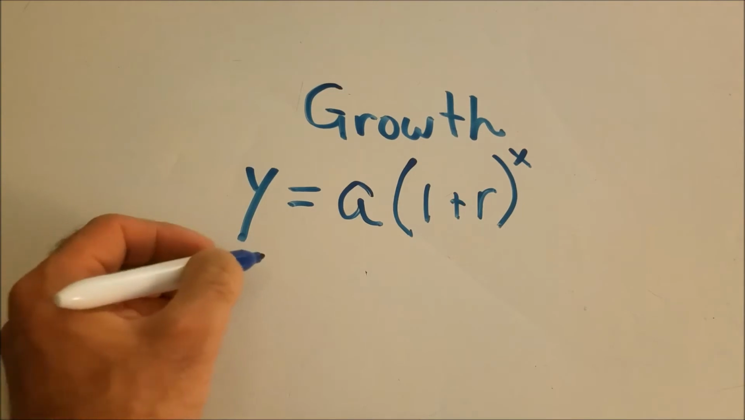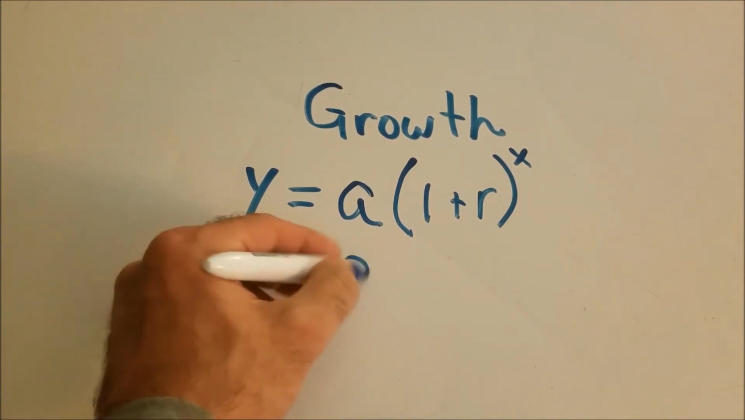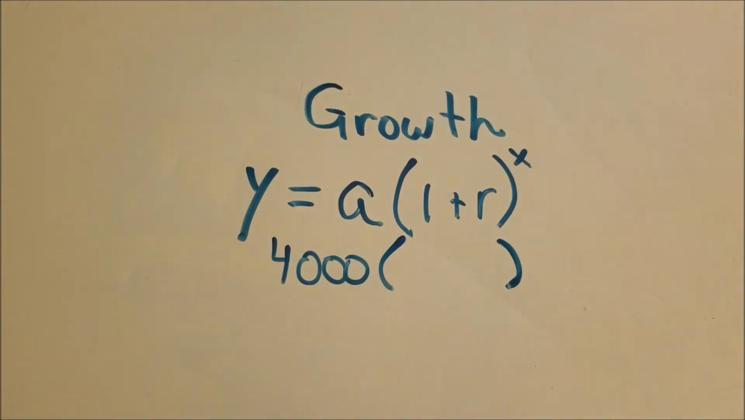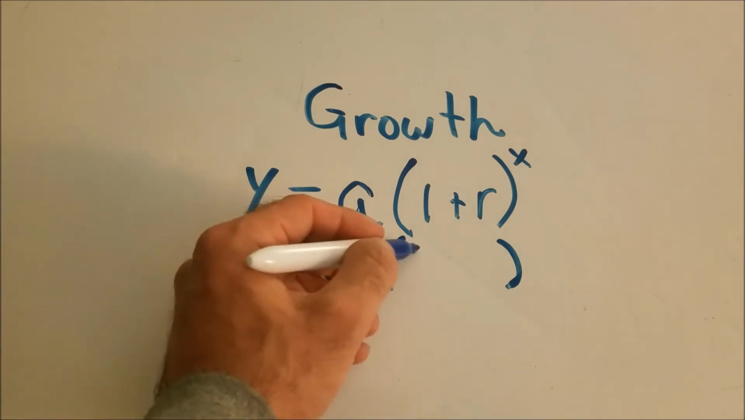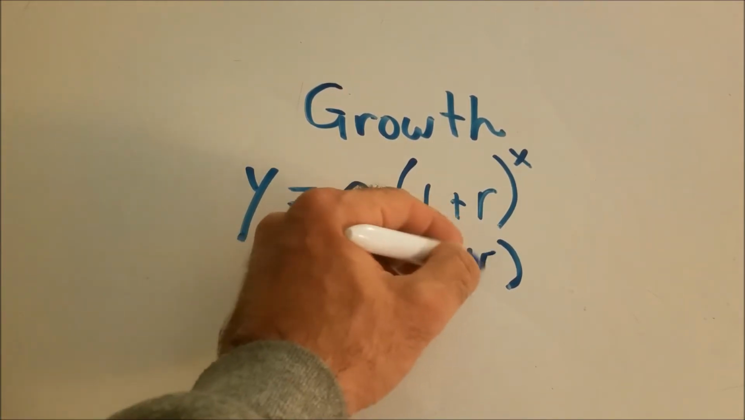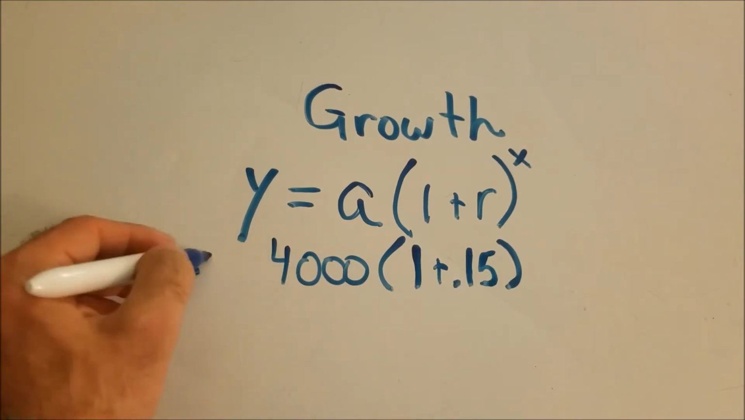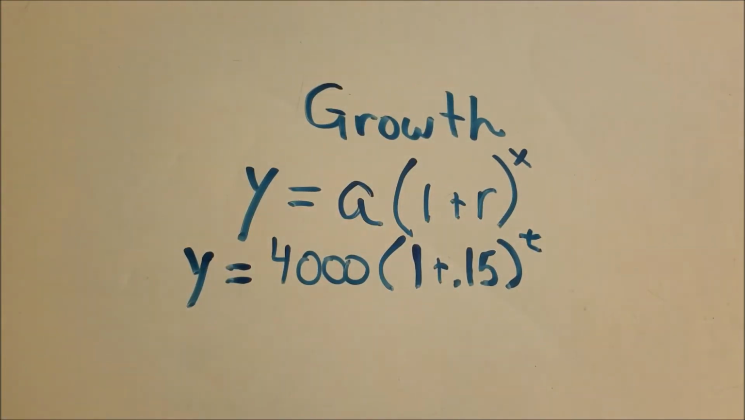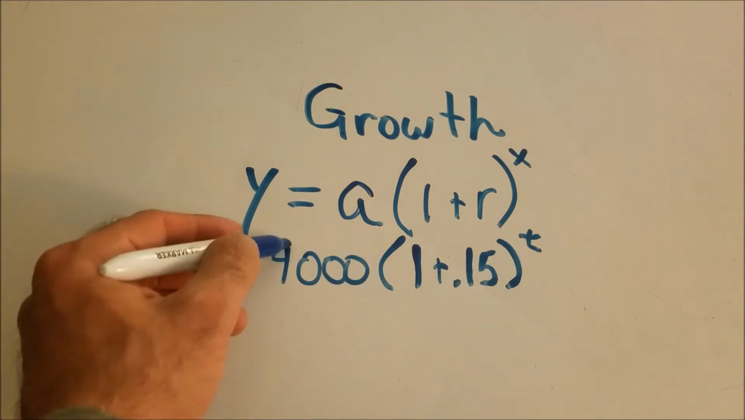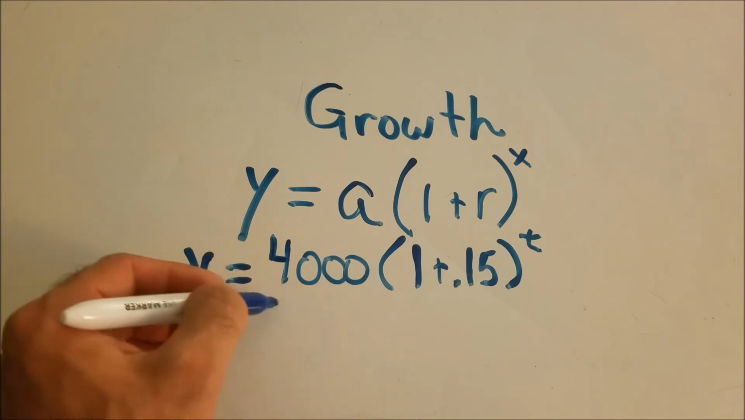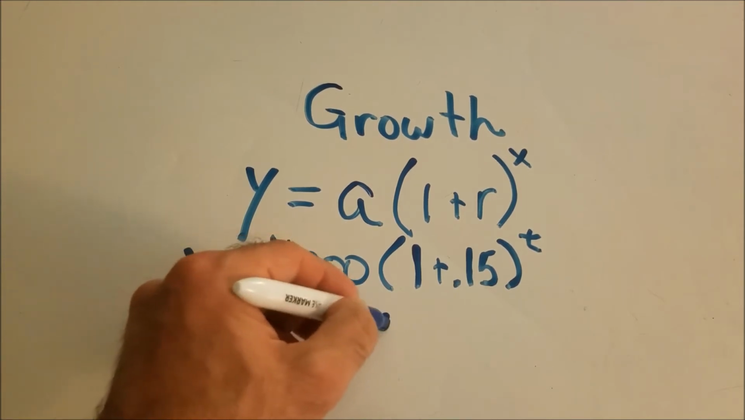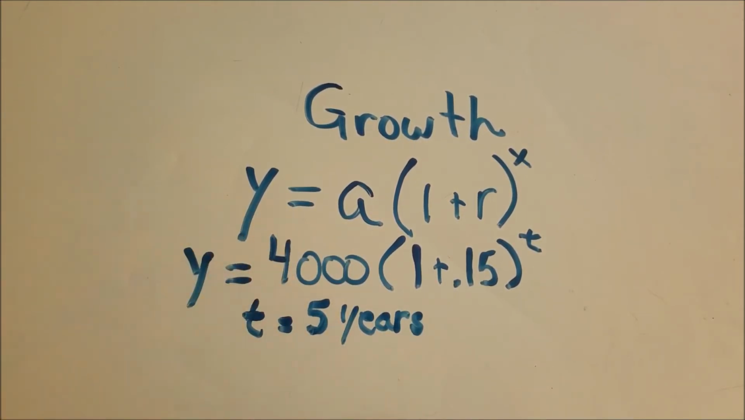Let's say a city has 4,000 people. That'll be A. And let's say it's projected to grow at a rate of 15% a year. So it'll be 1 plus 0.15. And this exponent will be the time. So we can put a T there. Time. Or you can put an X. So let's try to figure this out. If this is growing at this rate, what will happen when T, or the time, is 5 years? What would be the projected population in 5 years?